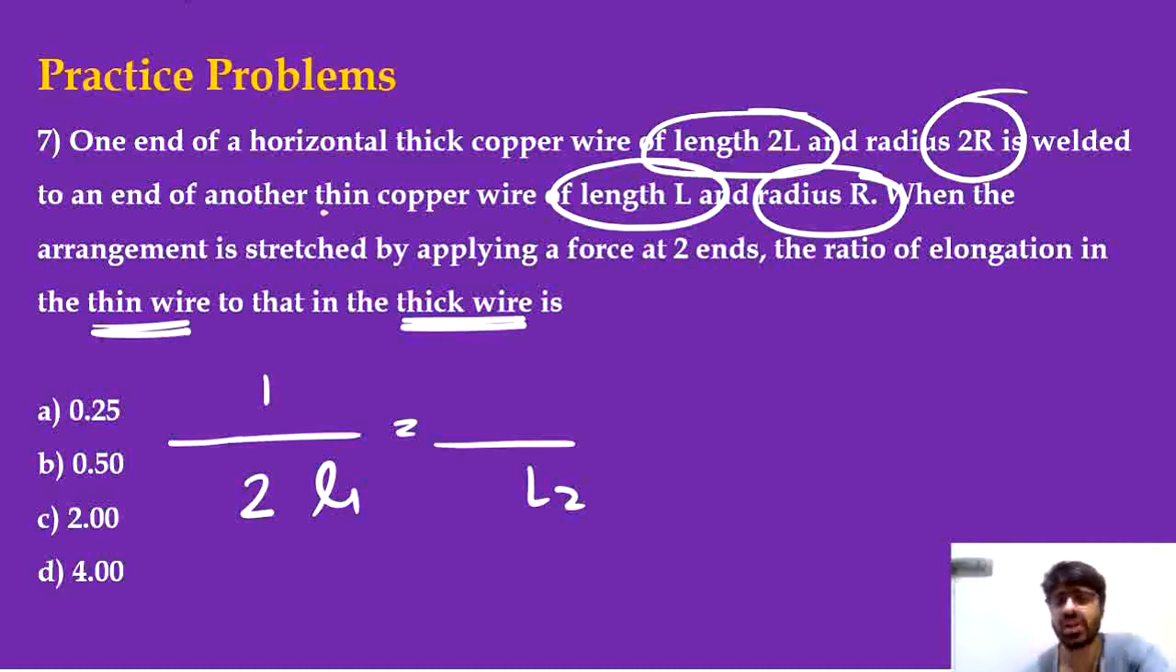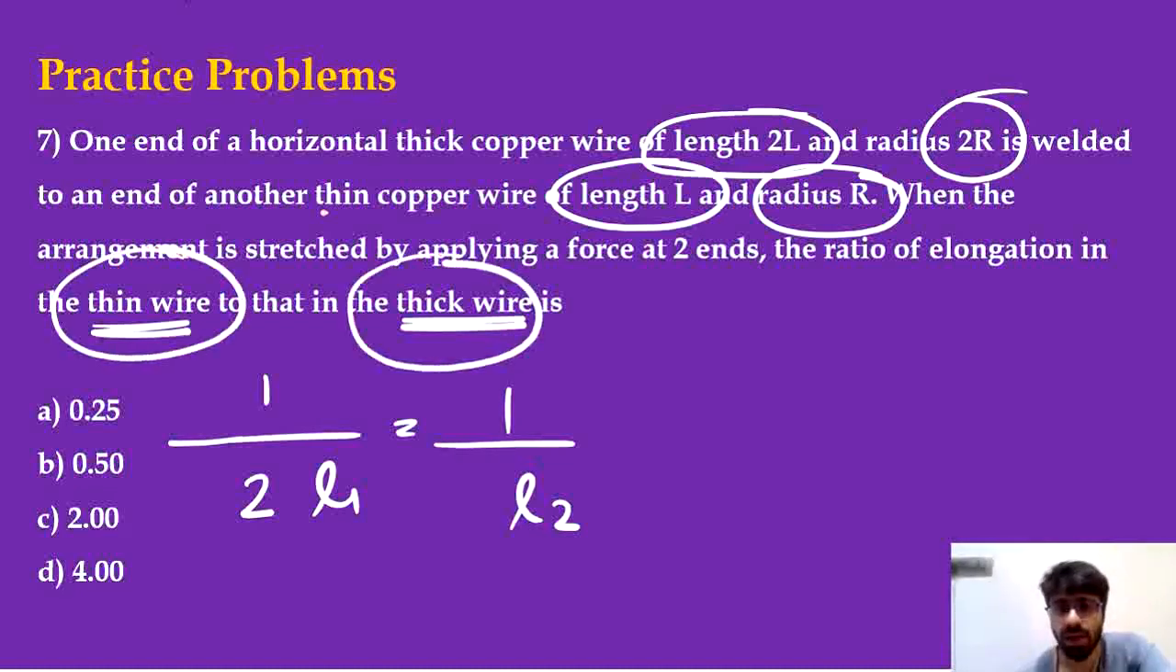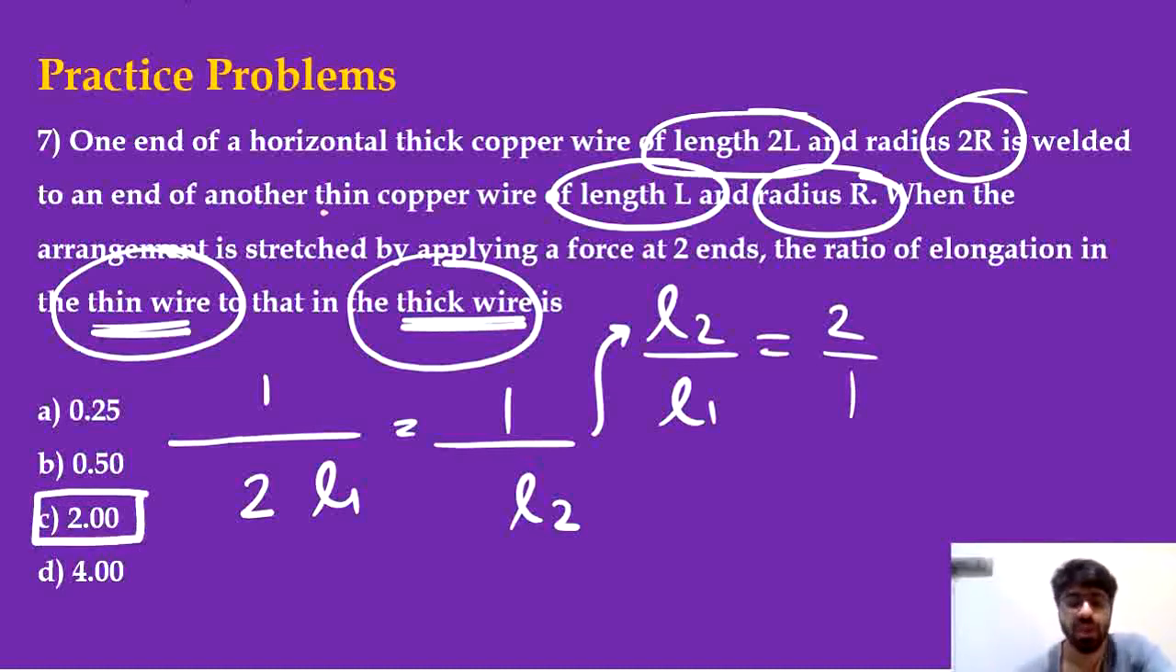We wanted the ratio of elongations in the two wires. Apologies for this mistake. This had to be a small l2 here. Okay. So we need the ratio of elongation in the thin wire to that of the thick wire. That means we need the value for l2 upon l1. 2 was representing the thin and 1 was representing the thick wire. So from here you can say that l2 upon l1 is going to be 2 upon 1. So the right answer there would be option C.